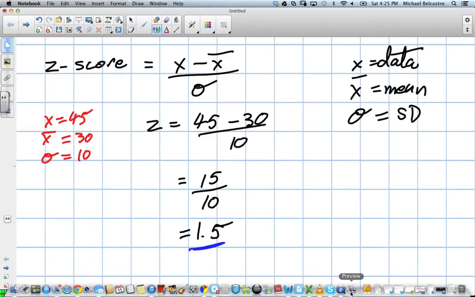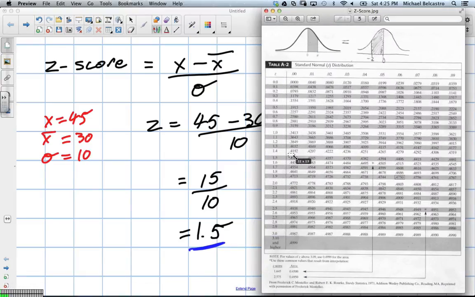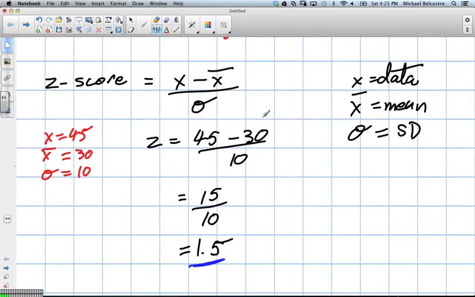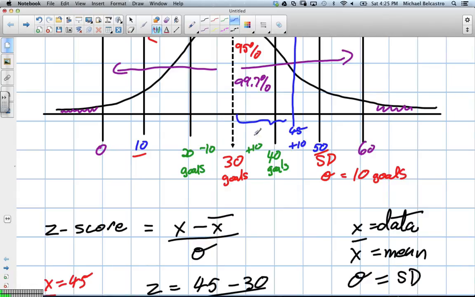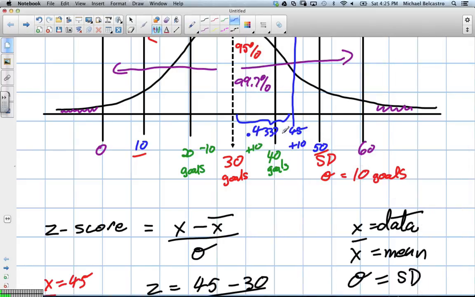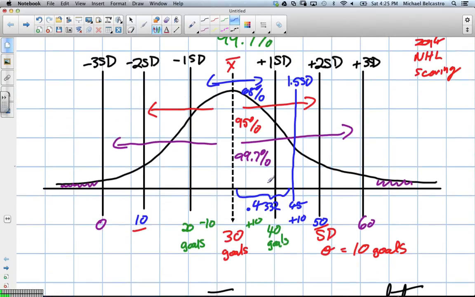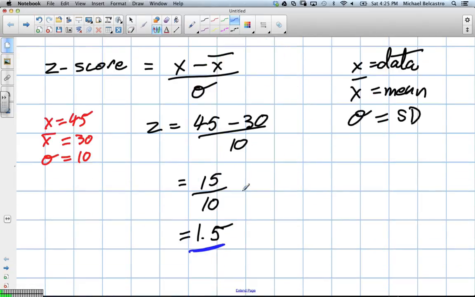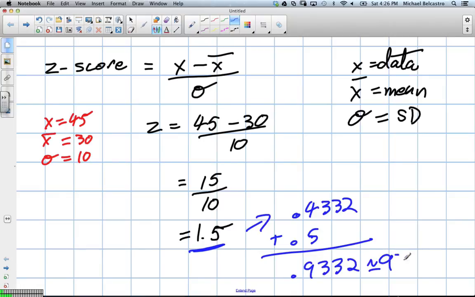So when I look up 1.5 on this Z-score table, we have 0.4332. So in other words, from the mean to 1.5 is 0.4332. That's how much data falls in between there. But to the left of it is 0.5, to the left of the mean. So we're going to actually have to add these two values together. Now, you might not always have to do this. This value gives us 0.4332, right? But that's from the mean. So we have to add 0.5 because we know 50% is to the left of that. So when we add this, we end up with 93.32. In other words, roughly 93%. So approximately 93% of the players in the NHL scored less than him.